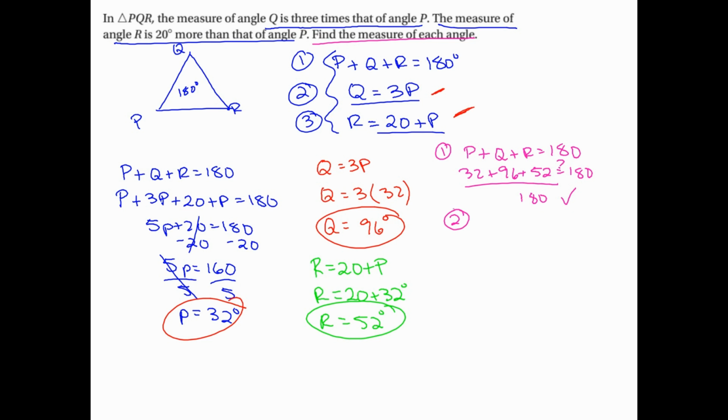Let's check number 2. Q, which is 96. Got to write show all work. Showing all work, Mr. Hernandez. You're doing pretty bad showing all your work on this Friday.